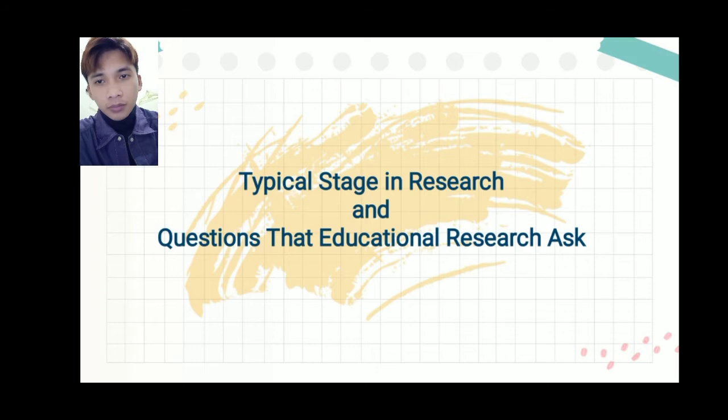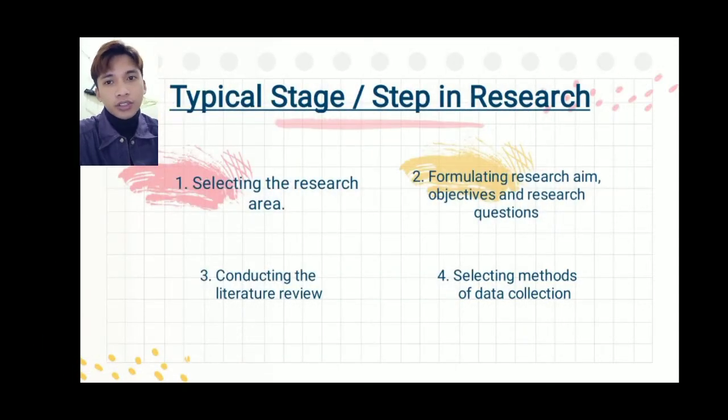I will explain about the typical steps in research and the questions that educational research asks. Okay, the first is the typical steps in research. The first step is selecting the research area. You have to select the research area according to professional and personal interest in the area, and this statement must be true.